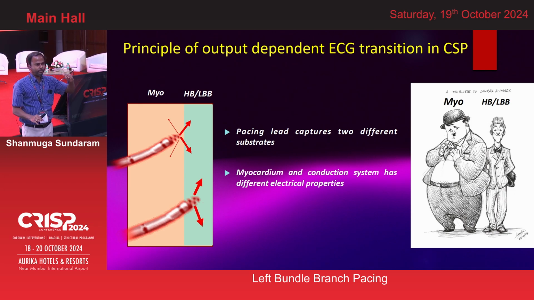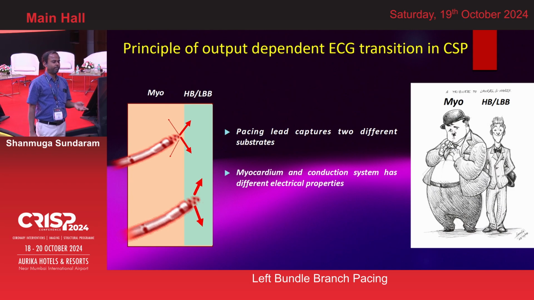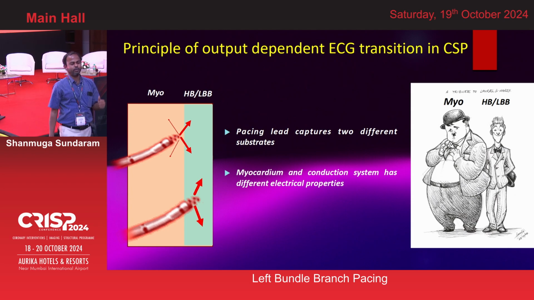If the lead was not deep enough, if it was just in the RV side of the septum, there are no conduction system fibers, it's all only muscle. So as you reduce the output, the QRS morphology will not change. It happens only if the pacing lead was capturing two substrates, one the muscle fiber, the other the conduction system fibers. It can be either non-selective to selective or non-selective to septal, but when you show the QRS morphology change as you reduce the output, that gives you so much confidence that, yes, you have captured the conduction system.